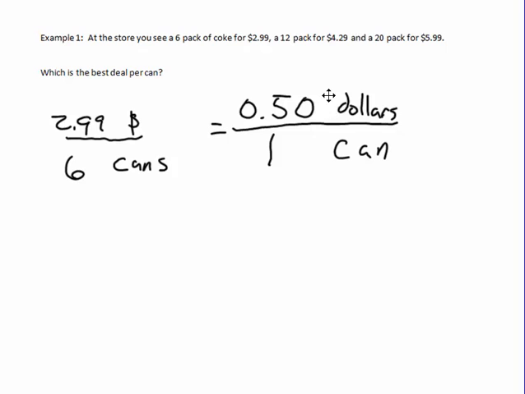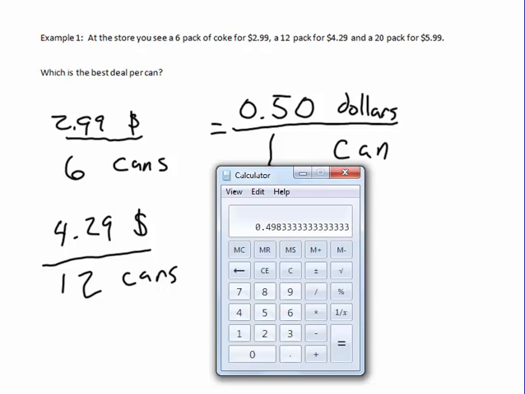Now remember your rounding rules. If it's between 5 and 9, we round up, and if it's between 1 and 4, we round down. So let's try $4.29, and this is dollars over 12 cans. Now let's grab that calculator back, and we could do $4.29 and divide that by 12.